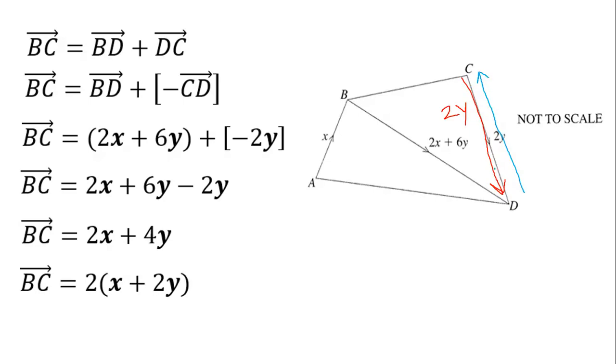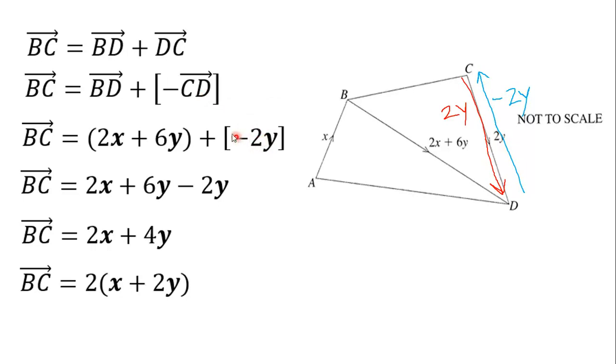Now, if CD equals 2y, then because they're going in opposite directions, DC must be equal to negative 2y. Okay? So that's why DC is going to be equal to negative 2y. So DC equals negative CD, which is equal to negative 2y. With this in mind, let us continue.